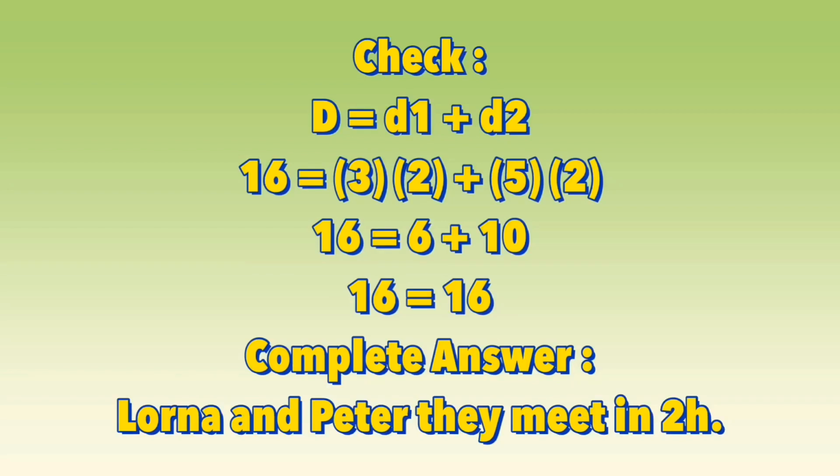So we are going to check: d equals d1 plus d2. 16 equals 3 times 2 plus 5 times 2. 3 times 2 equals 6, 5 times 2 is 10. So 16 equals 6 plus 10, and so the equation is satisfied. Therefore our answer is correct. Our complete answer: Lorna and Peter meet in 2 hours.